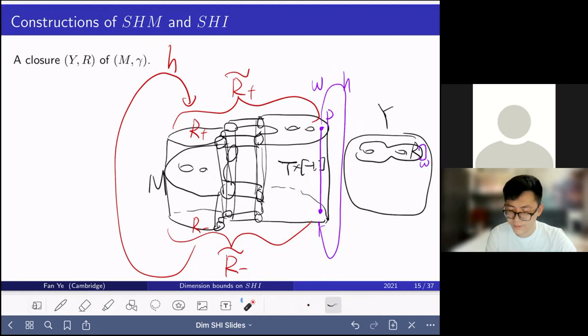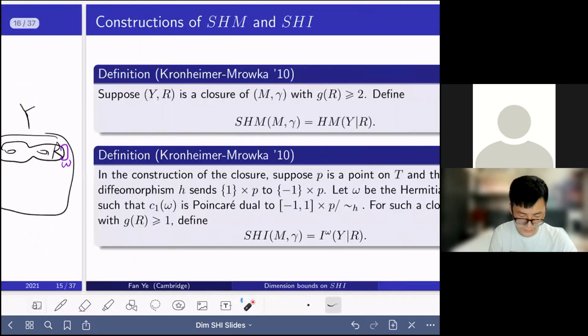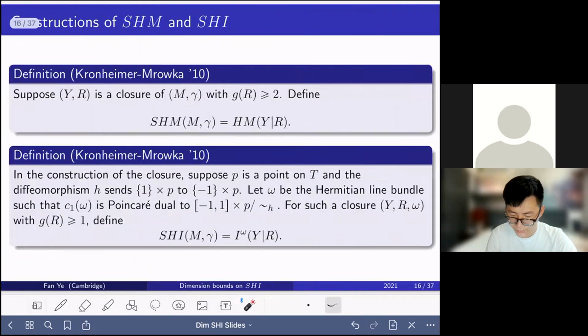So omega has an odd pairing with the surface R, because the intersection point is just 1, and we can use it to define instanton Floer homology. In this case, we have a closure Y, R, and omega, and the condition is that we just need g(R) to be larger or equal to 1, and we define SHI of (M, gamma) to be I(omega)(Y|R). So that's the definition of SHM and SHI.